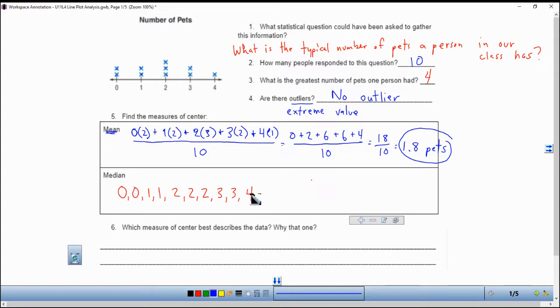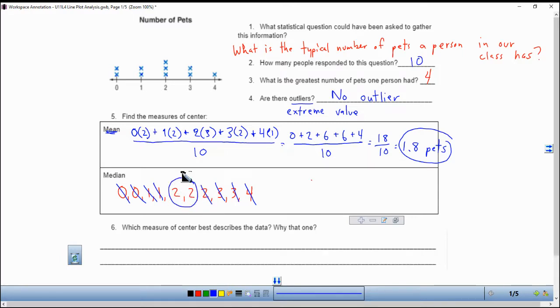Now, there were 10 data points, so it's an even number. So we're actually going to have 2 in the middle. We'll stop when there's 2 in the middle. We're going to keep going least to greatest until we see that there's 2 in the middle because we have an even number of data points. And there's our 2 in the middle.